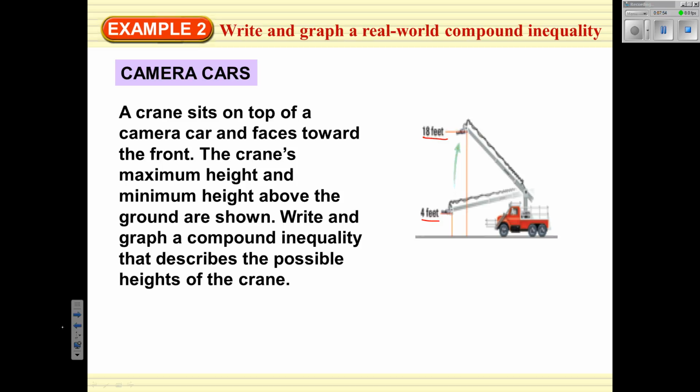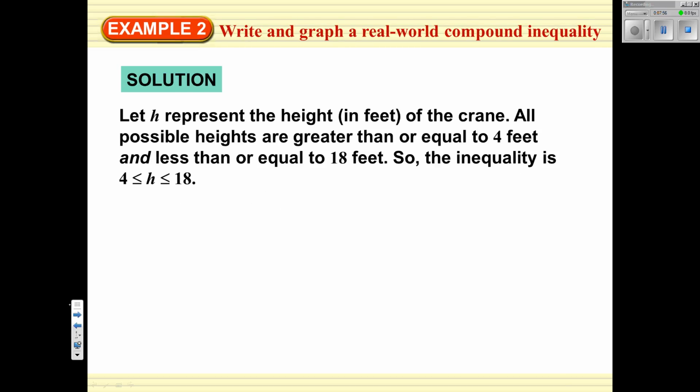Well, obviously, let H represent the height of our crane, and all possible heights must be greater than or equal to 4 feet, which is our minimum value, and less than or equal to 18 feet. It has to be both. It has to satisfy both. So the inequality would be 4 is less than or equal to our height, and our height has to be less than or equal to 18.